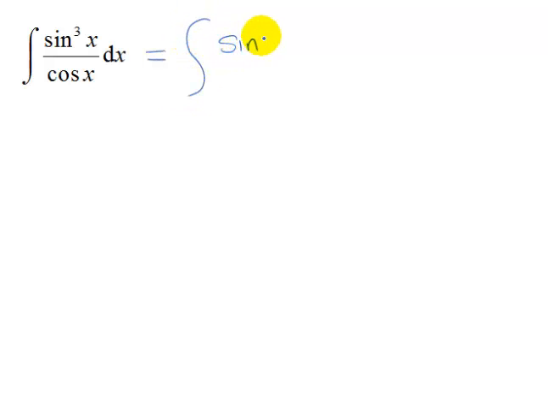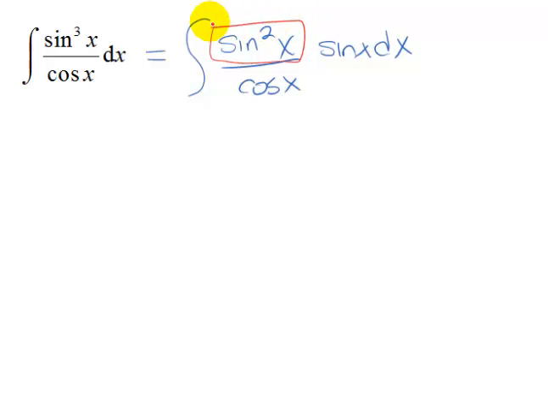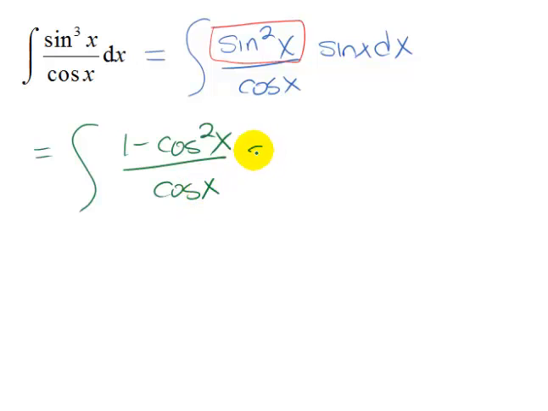So if I split one of these off, I have sine squared x over cosine x, and then a sine x dx. And then I'm going to express this in terms of cosine using the Pythagorean identity. So this would be 1 minus cosine squared x over cosine x, and then sine x dx.